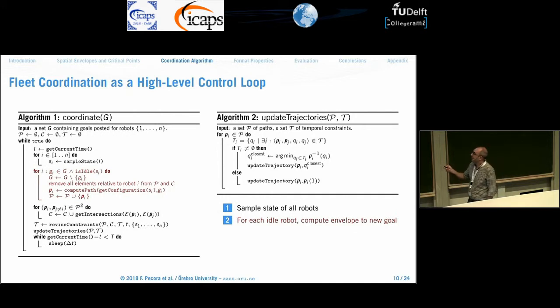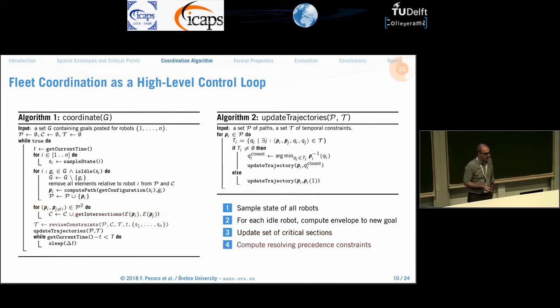Note here, I'm not really making any assumption on how this computation happens. I'm just assuming there is some kind of motion planning capability or algorithm that computes a spatial envelope to reach the goal. Once that is done, we can update the set of critical sections. This reduces to finding intersections of spatial envelopes. And once those are found, we can compute resolving precedence constraints, because again, as we said before, we're looking to calculate a critical point that regulates access to every critical section.